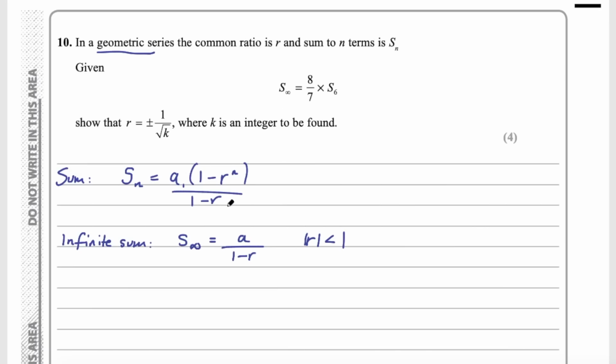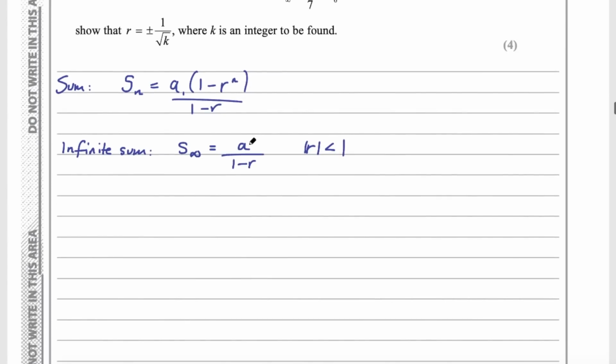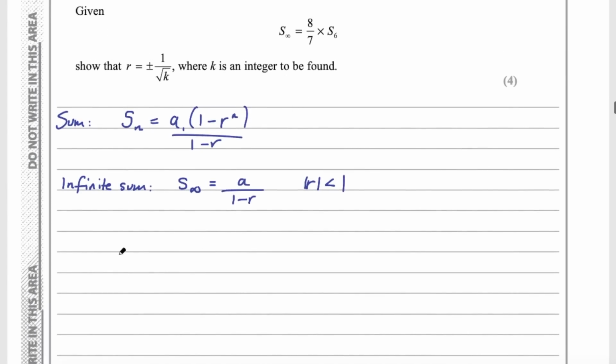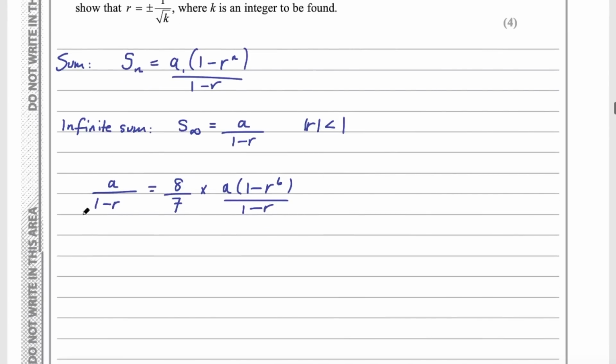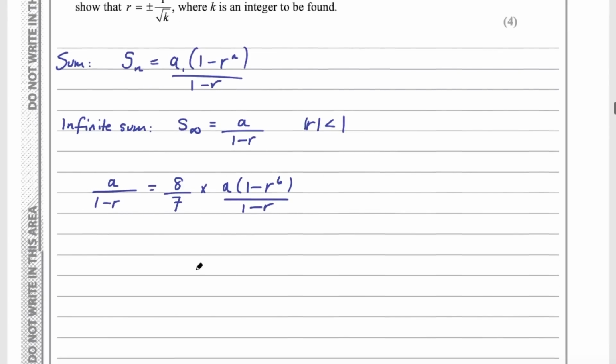And we're going to solve this by substituting those formulas into this equation they've given us, to solve for r. So starting off, we can say that taking the infinite sum formula, a over 1 minus r equals 8 over 7 multiplied by, and then use the sum formula, which is a multiplied by 1 minus r to the n. And in this case, we can replace the n with a 6 because we know this is the sum of the first 6 terms. And that's all over 1 minus r. Okay, and now we have everything plugged in.